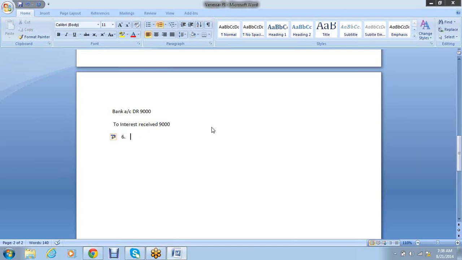Now let's say commission receipt via cash for 8,500. So what will be the entry? The cash is debited for 8,500, and commission is credited. Cash is debited, the cash account. Commission.